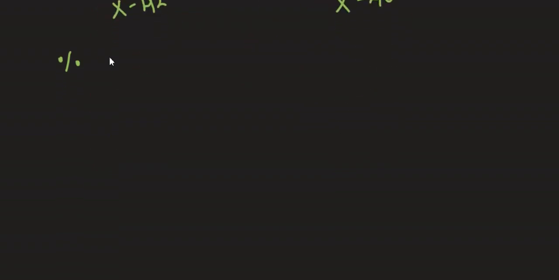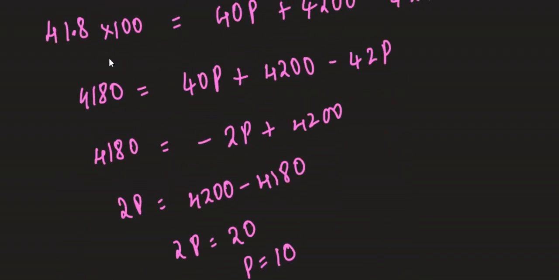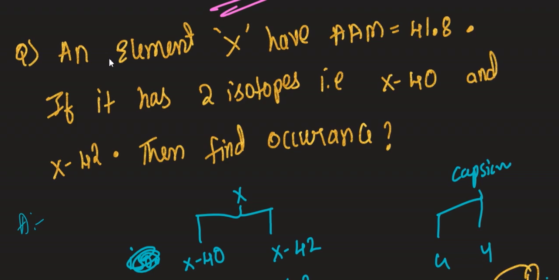So what can we take here? Percentage abundance is 100 minus p, which is nothing but 100 minus 10, which is how much? 90. Heavier isotope is 90. Coming to the lighter, what is the percentage we took for the lighter? P, which is nothing but 10%. Now the thing is whether he is asking related to the heavier or the lighter. Let us see in the question what they are asking. He is asking to find out both.